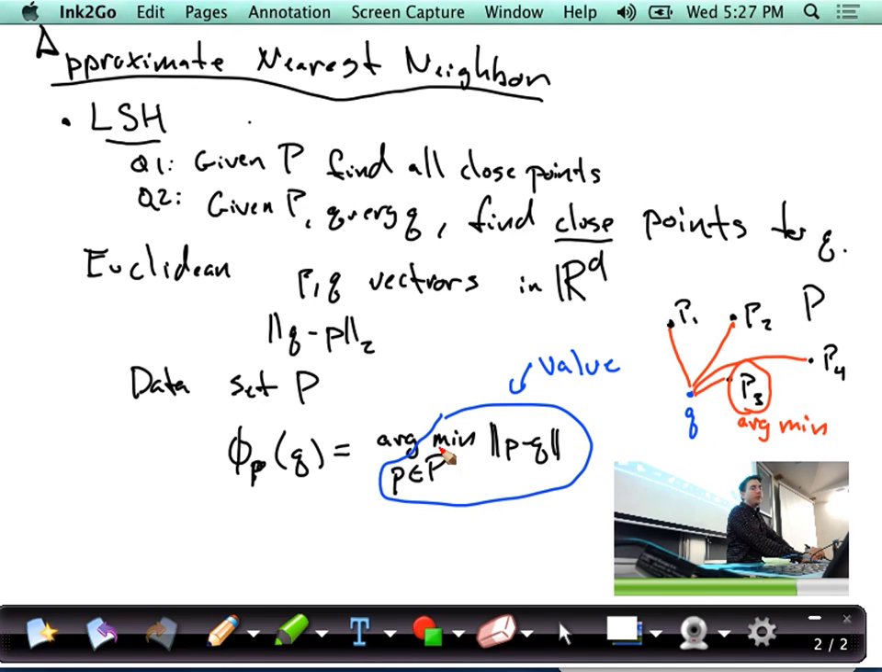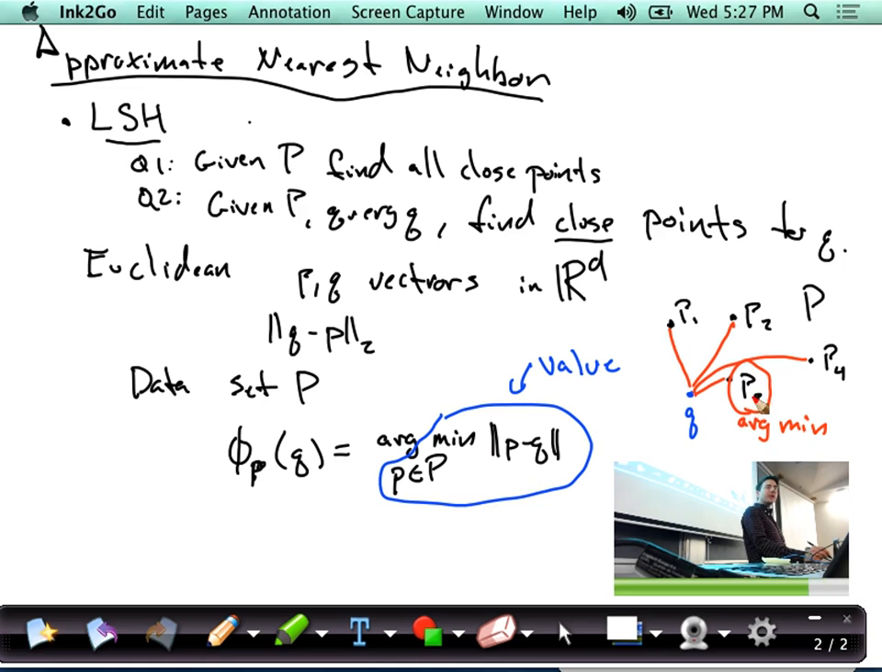You can do a max here instead. If the set is not discrete, then you can use infimum, and there are slight mathematical differences, but we can just use the min here. So we're going to be looking for, given a set of points, say P1 through P4 here, to quickly find, given any query point, the point which is the closest. That's going to be our goal.